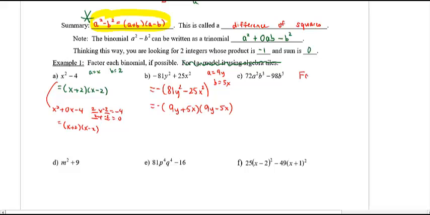Now how about C? My advice always is to factor out the greatest common factor first. Can we do that?